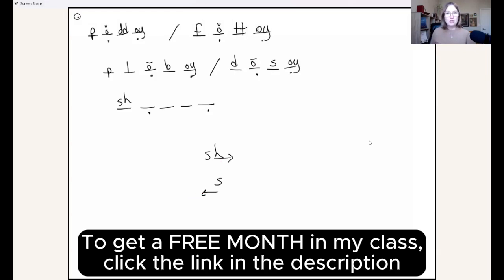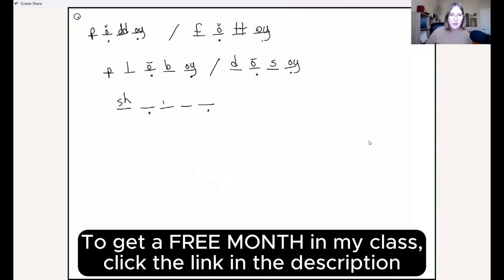This one, your mouth stretches back. S. So in shh, your mouth puckers forward: shoe, show. In S, your mouth stretches back: sing, sign. Okay? So we want that SH for this one. What's our word? Shampoo.